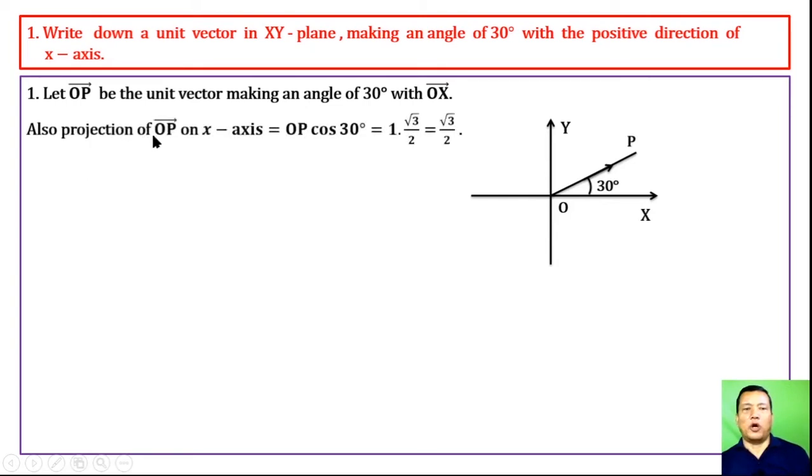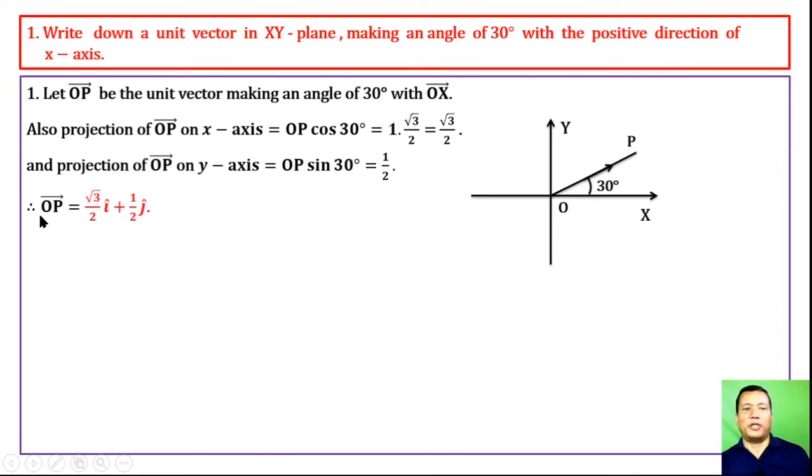Also, projection of OP on x-axis is OP cos of 30 degree. OP is unit vector whose magnitude is 1. Cos 30 is root 3 by 2, which gives root 3 by 2. Also, projection of OP on y-axis is OP sin theta, OP sin of 30 degree, which is half. Therefore, OP, the required unit vector is root 3 by 2 times of i cap plus half times of j cap.